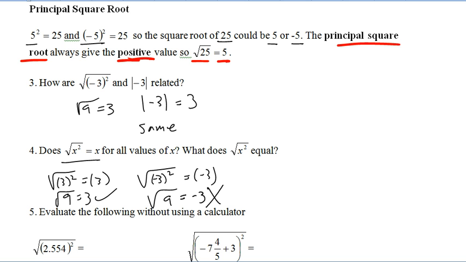So does this always equal the same for all values of x? No. The left side is always going to be positive. So the square root of x squared is going to equal the absolute value of x. So it's basically going to be the same number, but always positive.